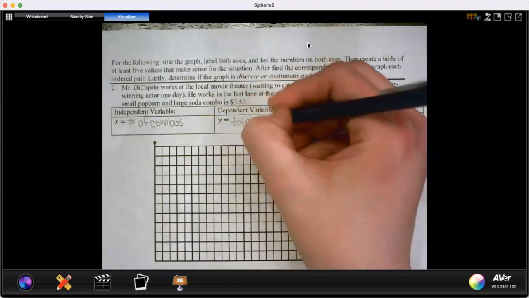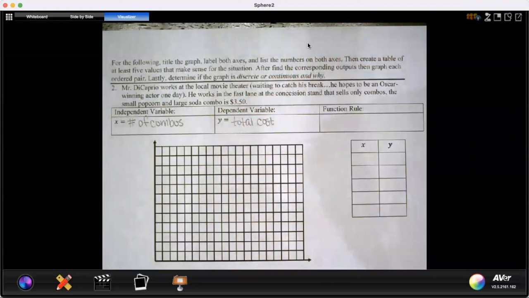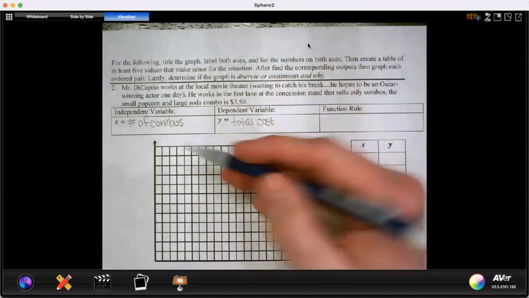So depending on how many combos they get, so let's say they're by themselves versus if they have their kids with them, or if there's a party or a group of friends, there's going to be a total cost depending on how many combos they get.